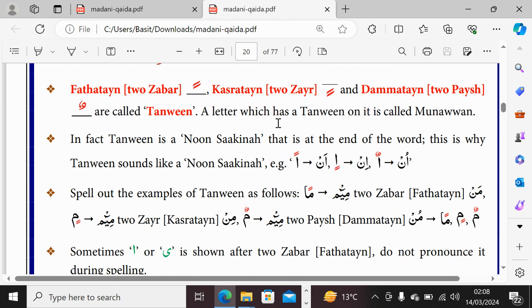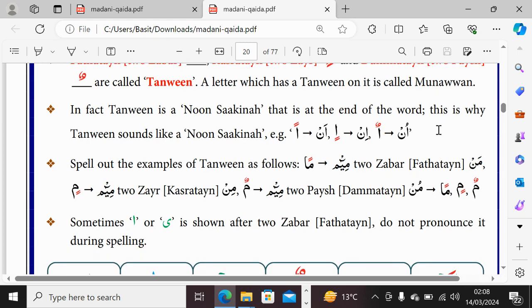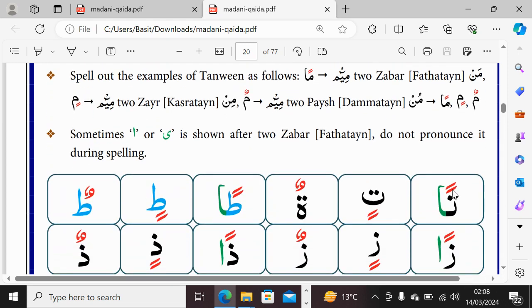A letter which has a tanween on it is called munawwan. If any letter having tanween on it, it is called a munawwan letter. So ta having tanween, this is known as a munawwan letter.